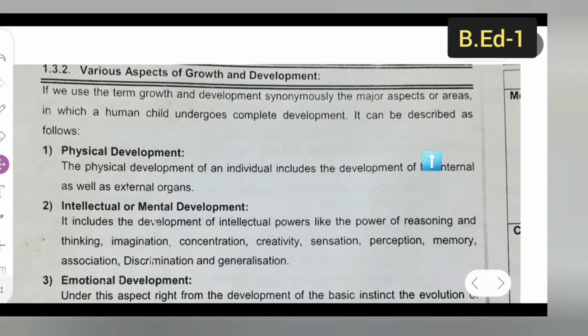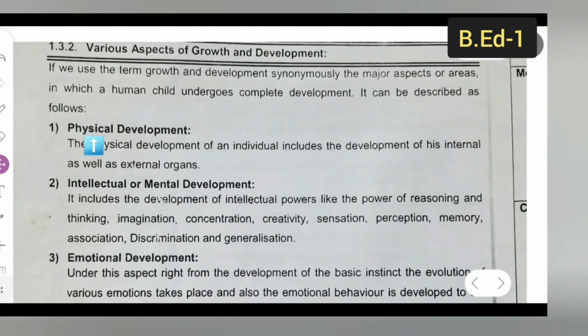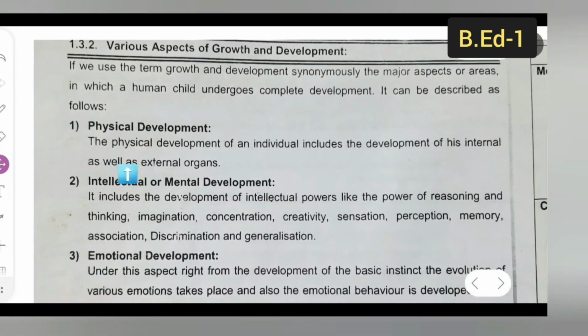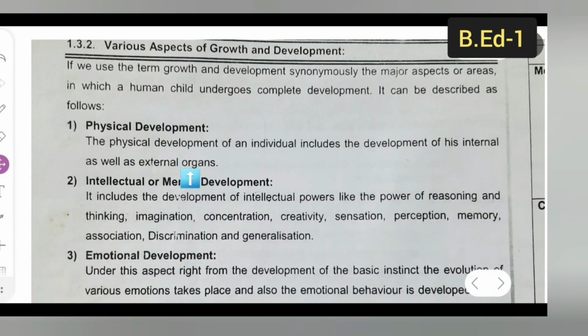Now, these are the various aspects of growth and development. If we use the terms growth and development simultaneously, the major aspects or areas in which a human child undergoes complete development can be described as follows. The first point will be physical development. What is physical development? The physical development of an individual includes the development of his internal as well as external organs.